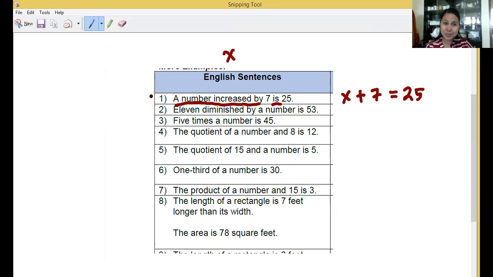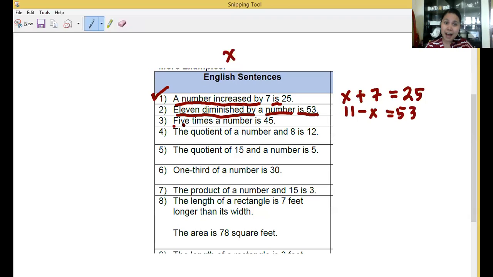Next, number 2. 11 diminished by a number. Diminished means decreased or minus. So we have 11 minus a number. We don't know it, right? So we just write X. Is 53 equals 53.